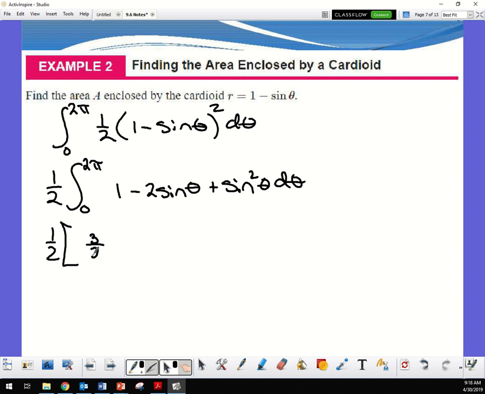3 over 2 theta, and what went next? Plus 2 cosine theta minus sine 2 theta over 4. And my bounds are 0 to 2 pi. All right, do it. 3 pi.